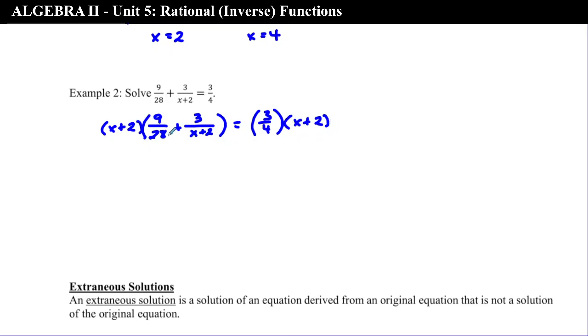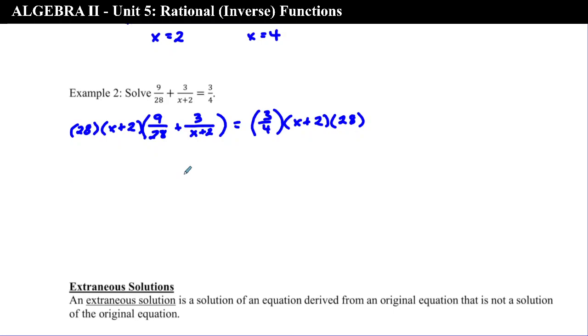Now let's see what else we have. We have 28 and 4. Well, 4 does go into 28. It goes in 7 times. So we don't need to multiply by 4 and 28. We only need to multiply by 28, because 4 is already covered in the 28. So we'll multiply this side by 28, and we'll multiply this side by 28.